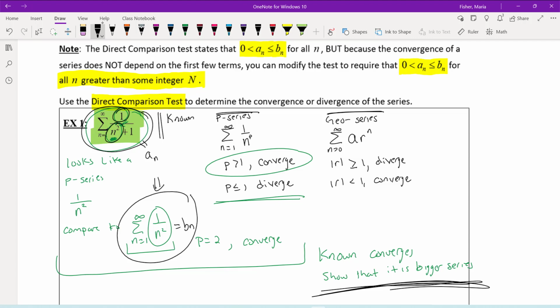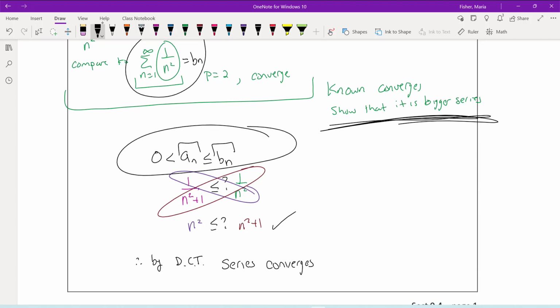So figuring out if it converges or diverges allows you to figure out, is it supposed to be the b sub n, the bigger one, or the a sub n, the smaller one? Once you determine which one of the series is b sub n and which one is a sub n, then you put it into your inequality and then determine whether your inequality statement is true or not. If it holds true, then you can say that by the direct comparison test, your series either converges or diverges depending on what you have.